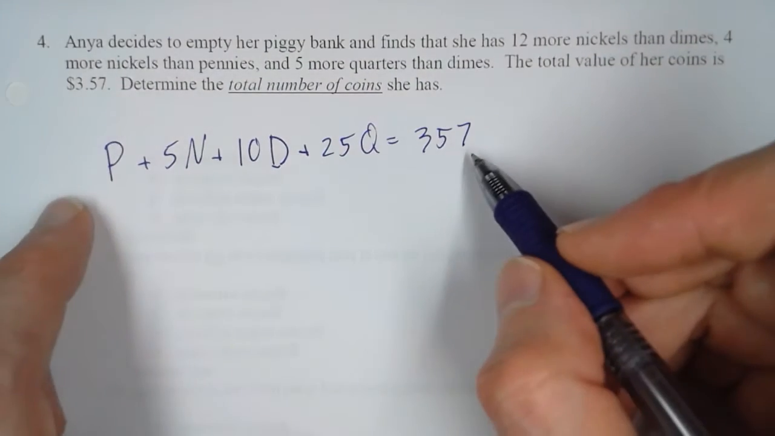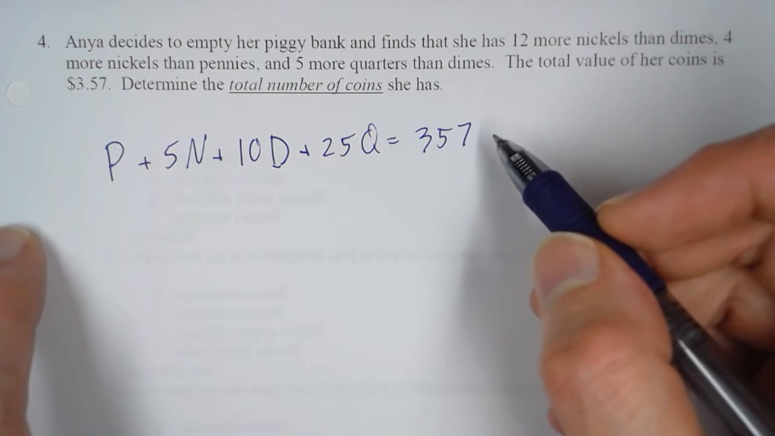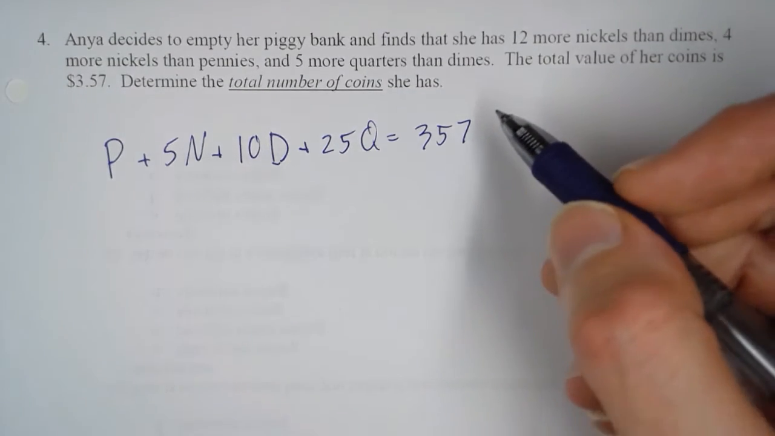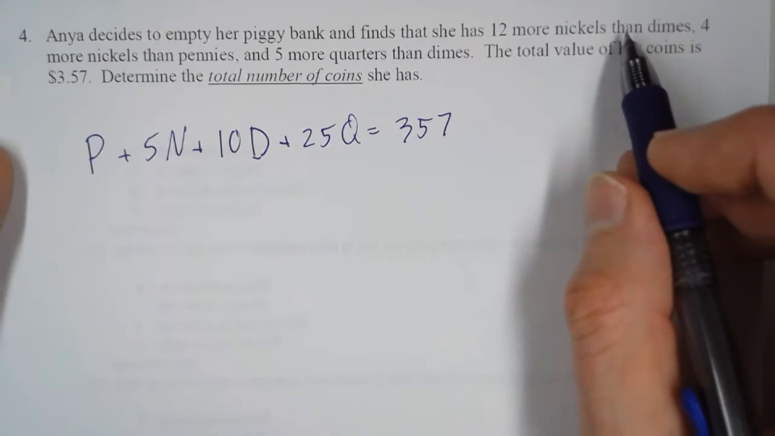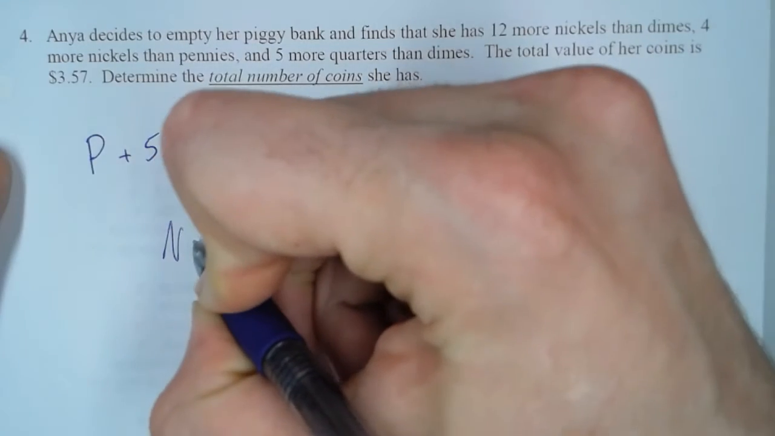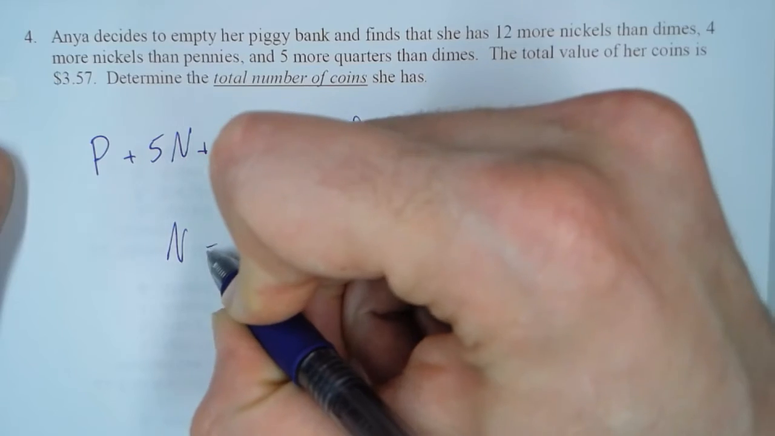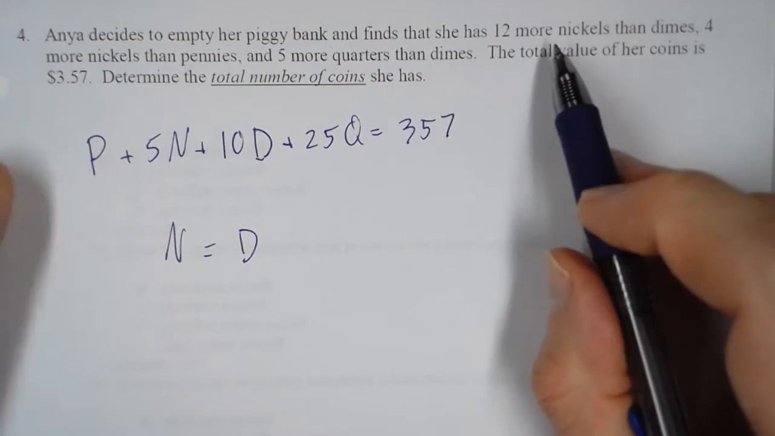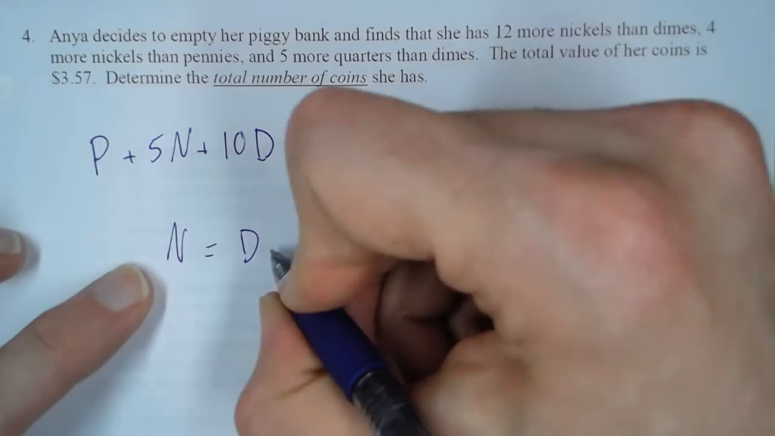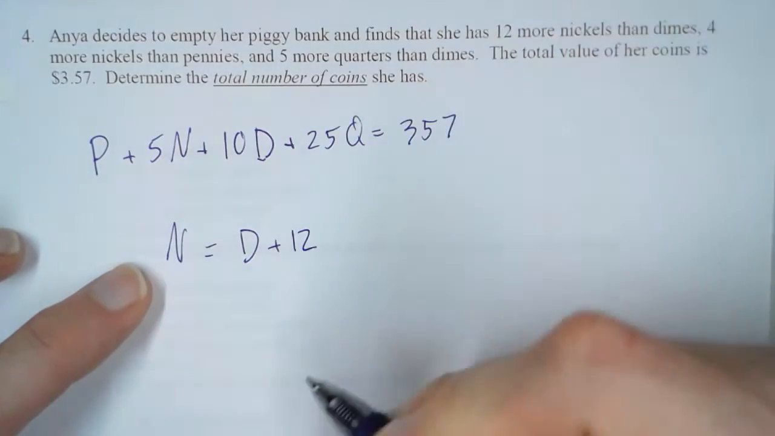But we can't solve this right now because it's all with 4 different variables. We need one variable. So that's where we go back to the problem and read what it says. It says she has 12 more nickels than dimes. Are these two equal? No, they're not. There's more nickels. So to make them equal, we're going to add 12 to the dimes.